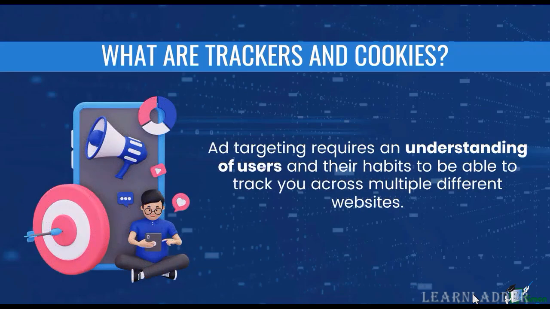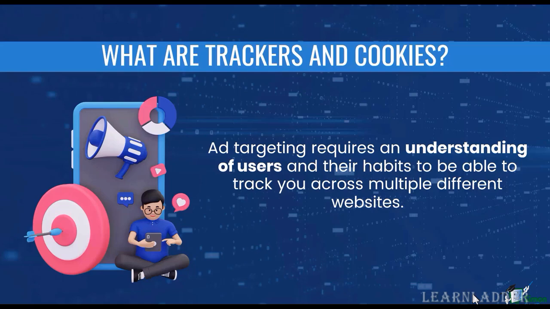So, ad targeting requires an understanding of users and their habits. For example, if an advertiser knows that you've recently had a baby, then you're probably going to get ads about baby clothes, toys, and diapers. To perform this ad targeting, they need to identify you and figure out what your interests are, life events, and other identifiable information, and track you across multiple different websites.